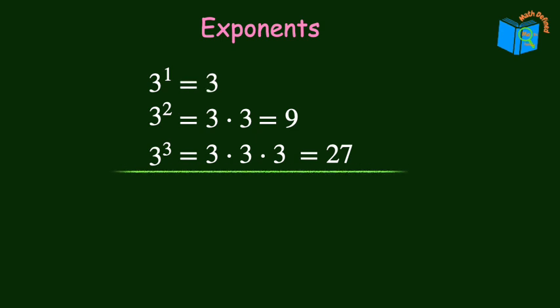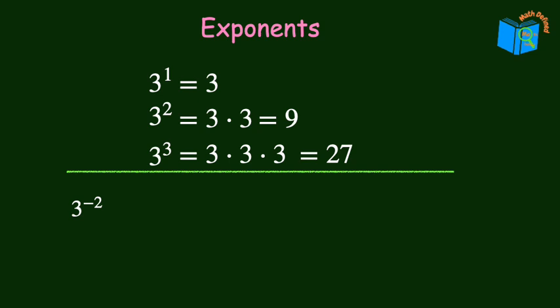But what about negative exponents, like 3 to the negative second power? How do you multiply 3 by itself negative 2 times? The answer is you don't. A negative exponent tells us to use the reciprocal of the power.